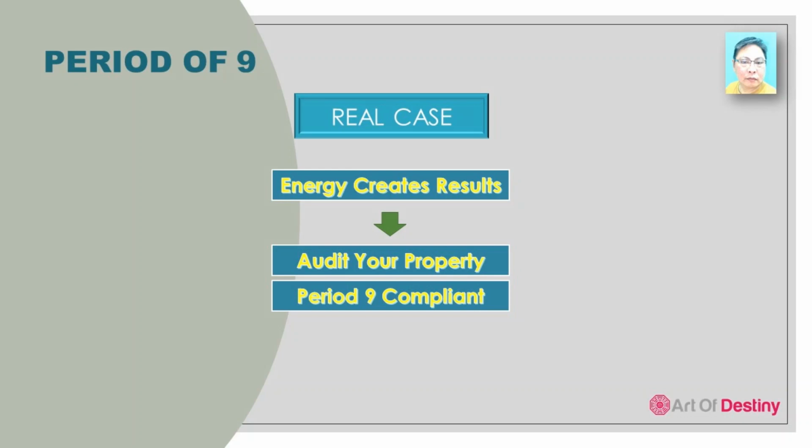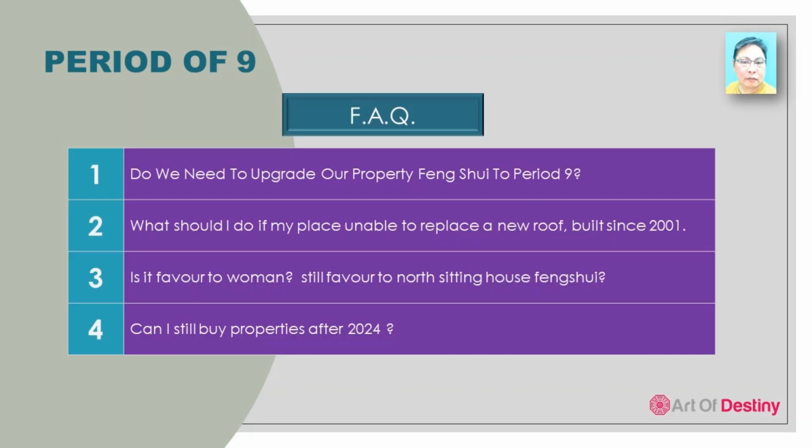But what you really want to know is whether your property is going to be period 9 compliant. That is the key thing that we want to know here. Okay? All right, so I hope with this I have already cleared some of the air surrounding this period 9 thing. So you really don't need to worry about it. Make sure you get your property audited by a qualified person, to ensure that your property will continue to have auspicious energy.